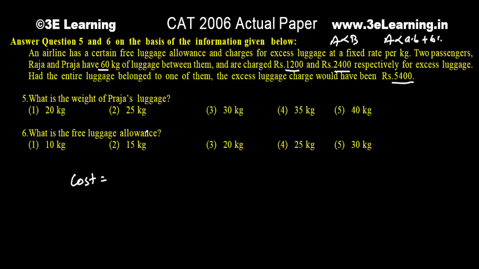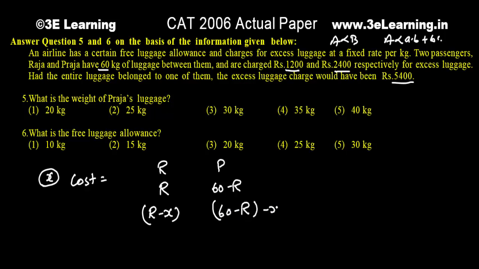Okay, so this is quite simple. Either we create an equation or solve with the options. First, create the equation. Assume the free luggage is nothing but x kg. So say Raja has r kg of the luggage, then Praja has nothing but 60 minus r kg of the luggage. I hope this one is clear. Since they have paid 1200 and 2400 for the extra luggage, what does it mean? So r minus x is Raja's extra luggage because we considered x, and Praja's weight is 60 minus r, so 60 minus r minus x is the extra luggage.